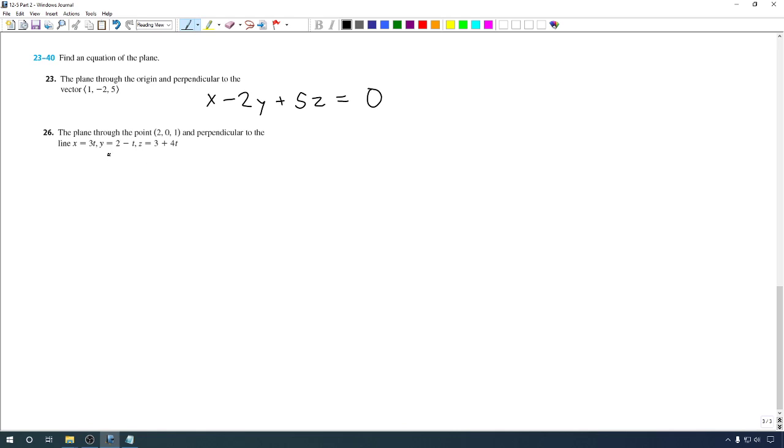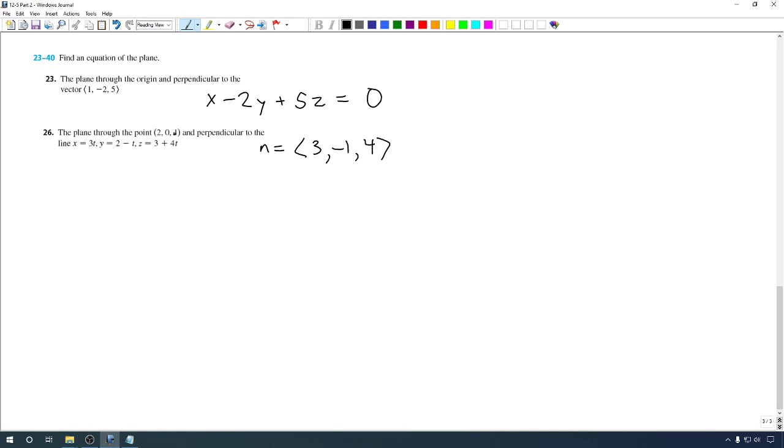Well, what do we do here? Remember how we actually worked with lines. For one thing, this is in parametric equations. In parametric equations, the coefficients of your t are the actual components of the vector that's parallel to the line. So our normal vector in this case is just going to be 3, negative 1, and then 4. That vector is parallel to the line, and therefore is a normal vector to the plane.